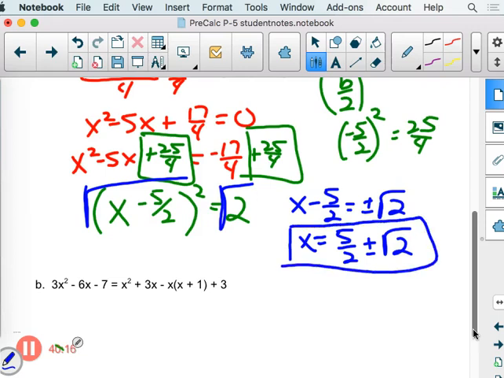Two perfect answers, by the way. We did not use a calculator to find those. We did not use decimals. If you did use a calculator, how could you know you're right? Well, you write down the decimals that you get, then you enter 5/2 plus the square root of 2 into your calculator, and 5/2 minus the square root of 2, and you make sure that the decimals you got are the exact same decimals that you have there. So that's a good place to start, because that one looks a little scary.